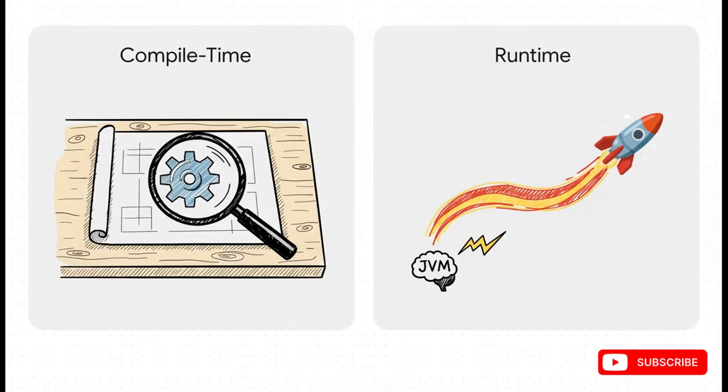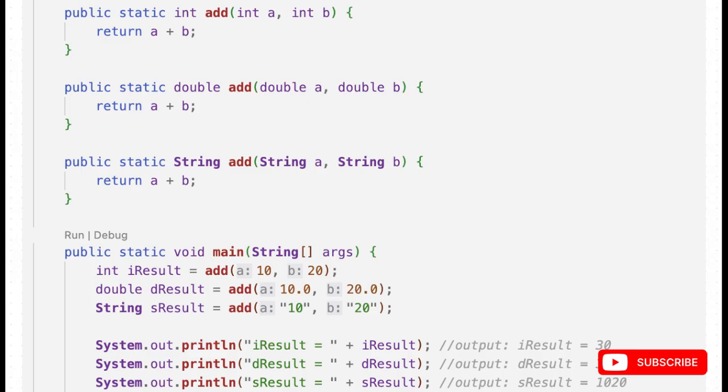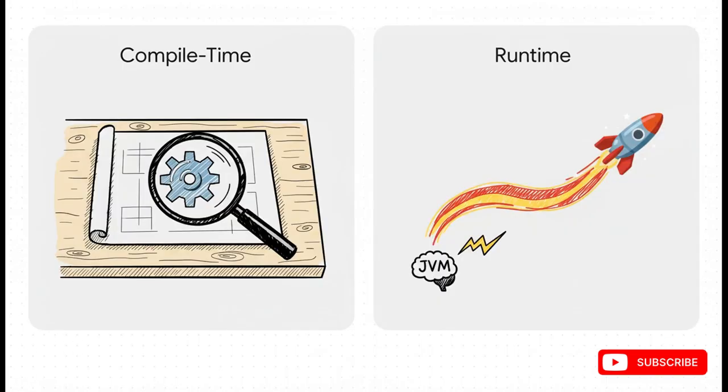Okay, so on the left, you've got compile time polymorphism. This decision is locked in by the compiler before your program even runs. It's like having two methods both named add. One adds numbers, one adds strings. The compiler sees your code and knows exactly which one to use. It's static, it's predictable.